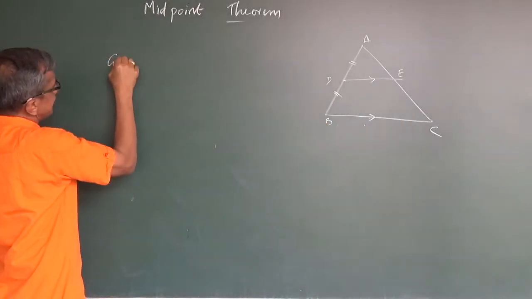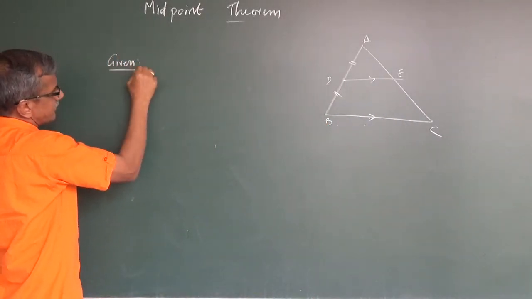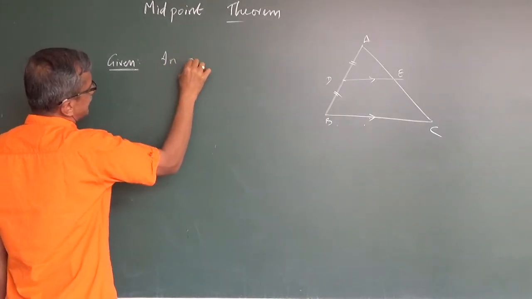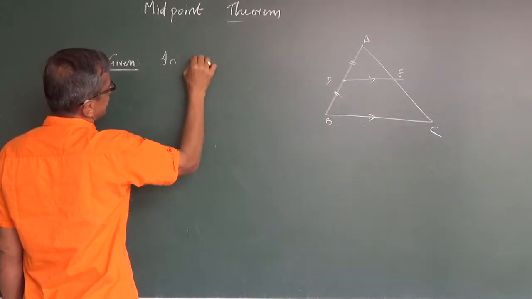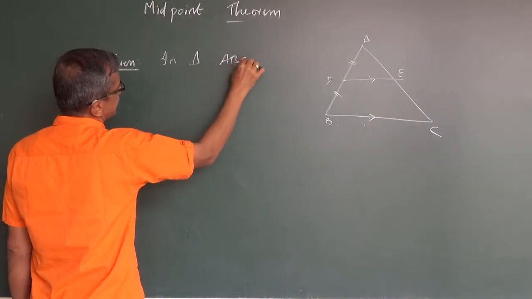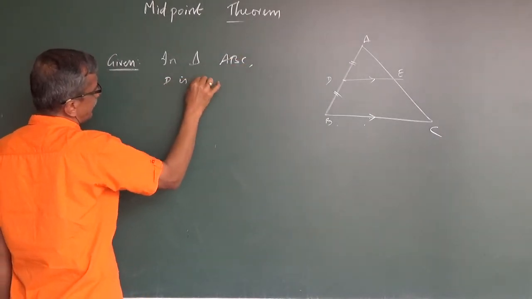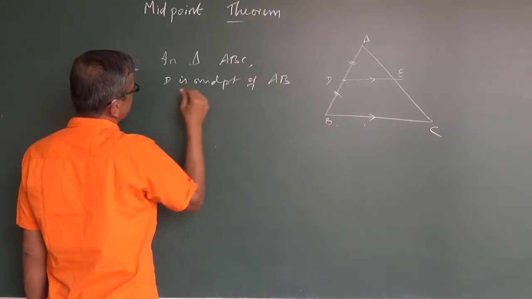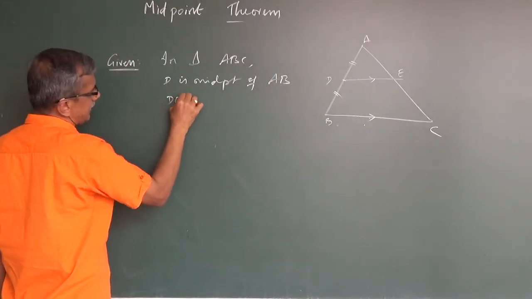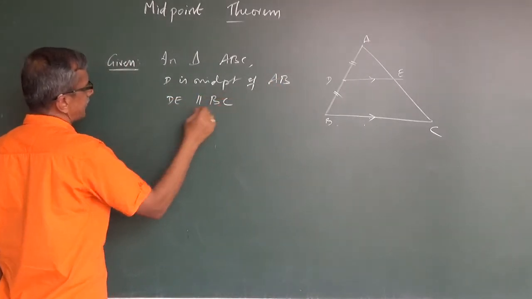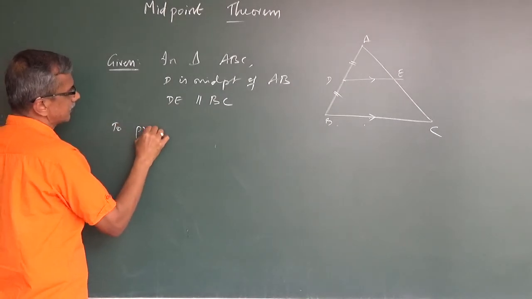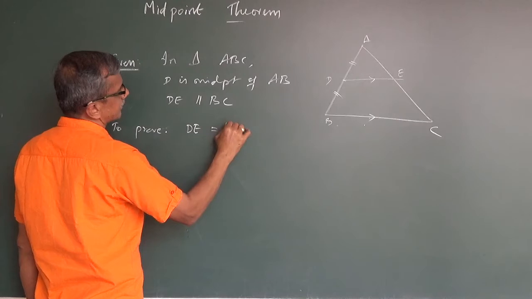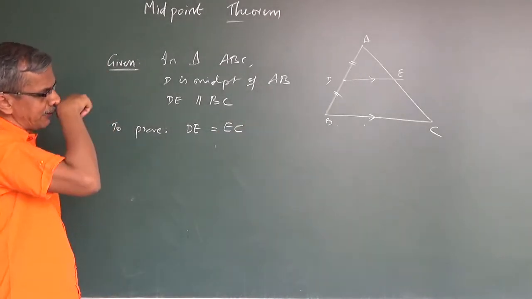So what is given is that you have to see the things are changing. In triangle ABC, D is the midpoint of AB. This is given, and DE is parallel to BC. That is given, and I have to prove that DE is equal to EC.